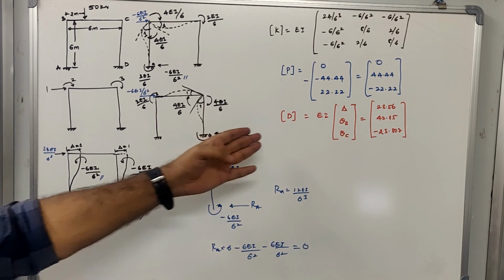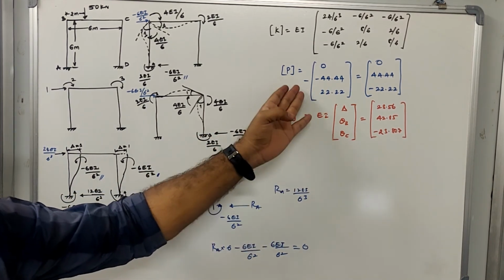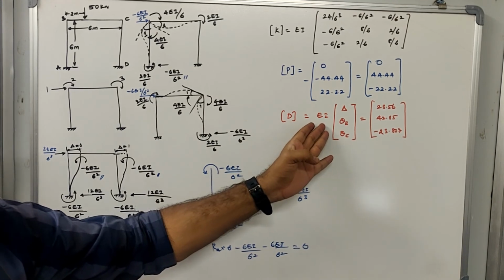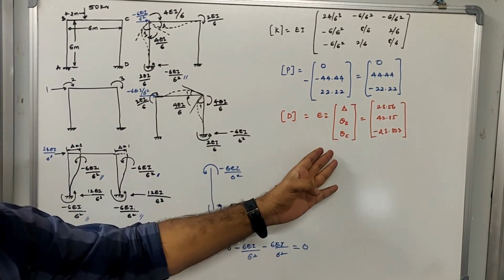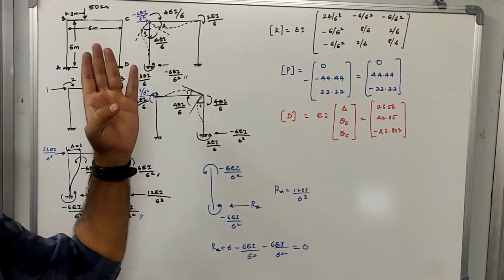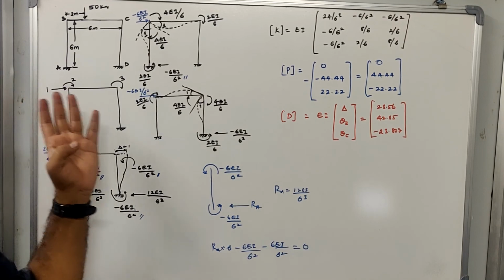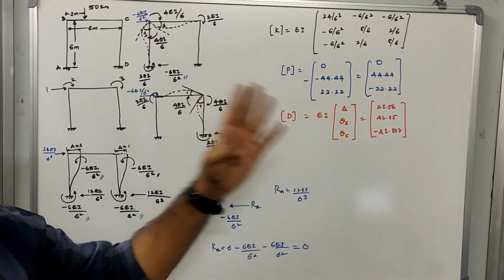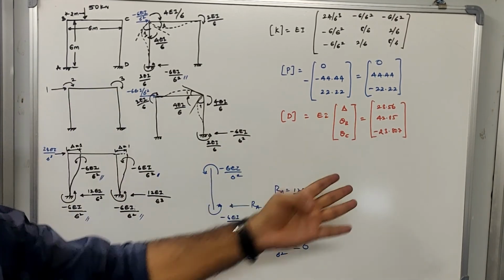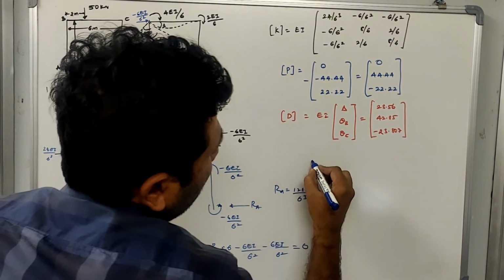You need to find the displacement matrix, where the displacement matrix is the inverse of the stiffness matrix multiplied by the force matrix. I have calculated EI delta, EI theta B and EI theta C values. You can verify these unknown values with the same frame which has been solved by the slope deflection method, and you can solve for the further end moments. How do you solve the end moments? I'll just show you MAB.